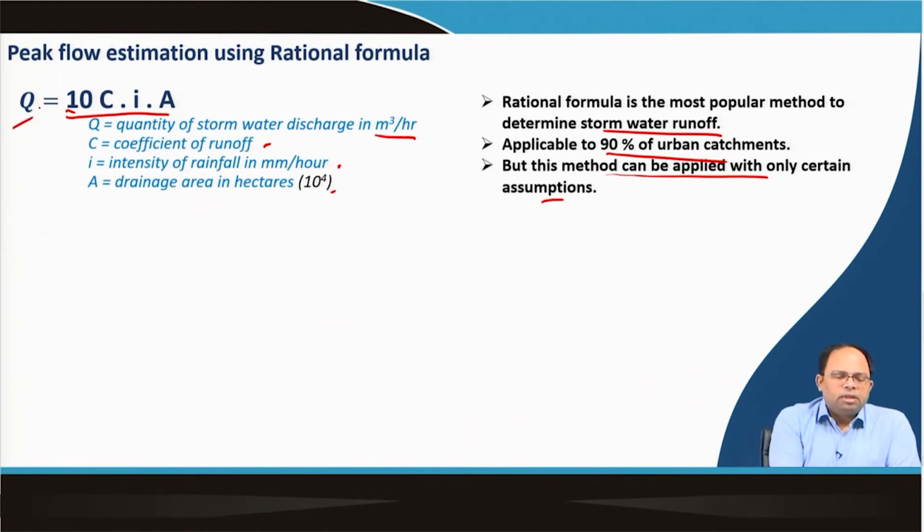So, the total discharge is equal to the coefficient into the intensity of rainfall. This is as per the time of concentration, or the duration of rainfall, which is the same as the time of concentration, and A is the area of that catchment, and C is the weighted value of the coefficient.